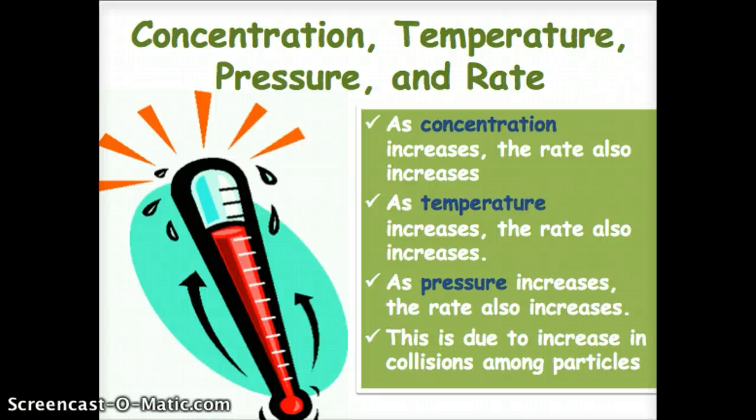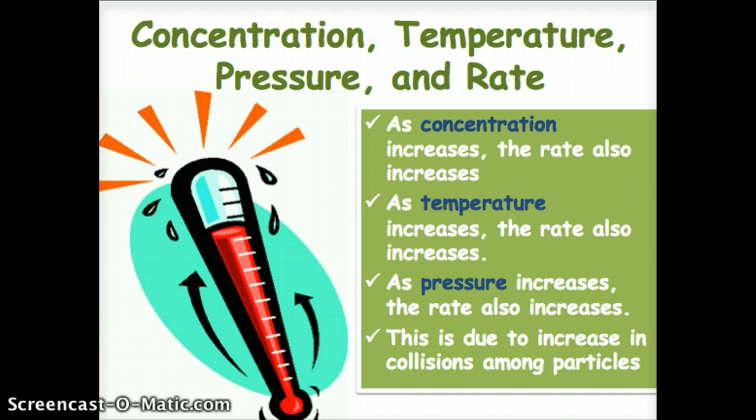Hello class. So yesterday we learned about three factors that affect the rate at which a reaction takes place. The first thing we learned about was concentration. The more concentrated, the more particles there are. Because there are more particles, they are going to collide more with one another. And because they collide more with one another, that's going to increase the rate at which a chemical reaction takes place.